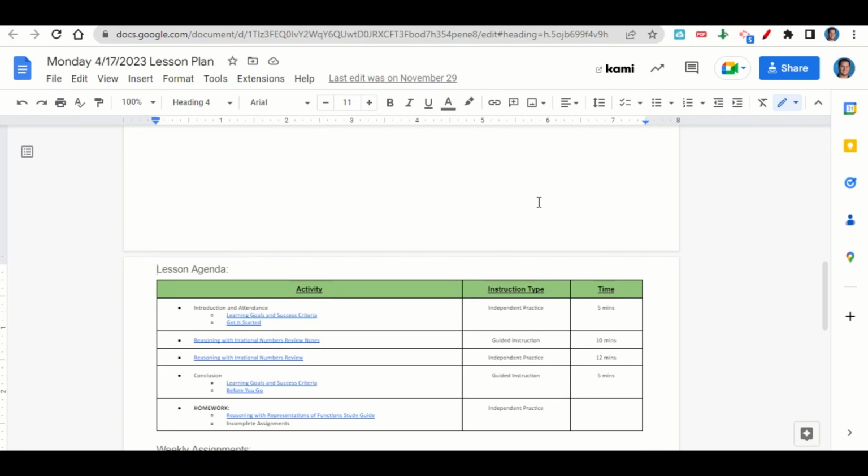At the end of class, we'll go back over our learning goals and success criteria while you fill out your Before You Go. Your only homework for tonight is to continue working on the Reasoning with Representations of Functions study guide and any incomplete assignments that you may have.